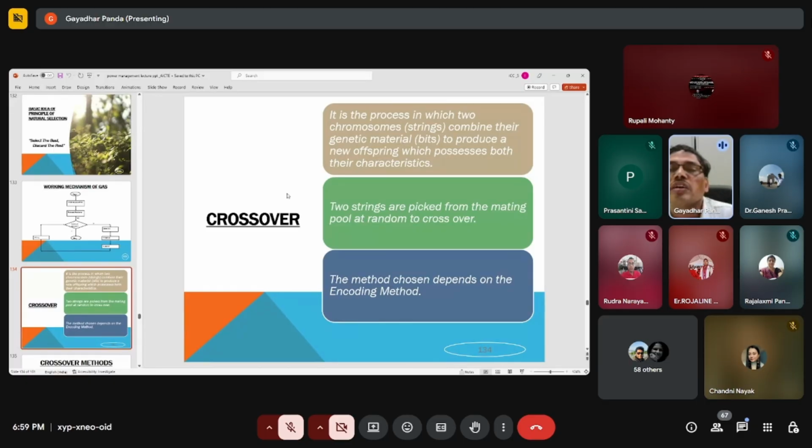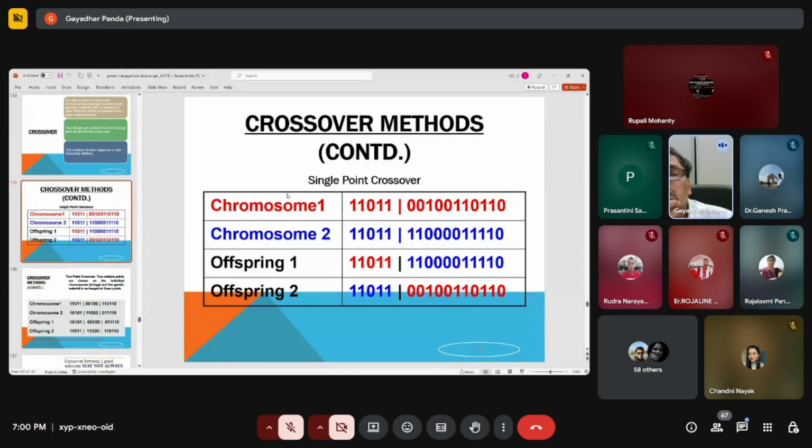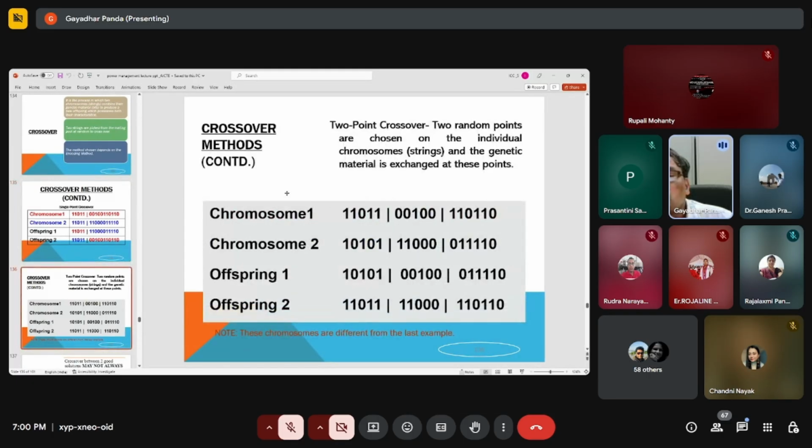And this crossover is nothing but the process in which two chromosomes, these are the things you know very well, because you have to select the chromosomes, and you can go for the single point crossover or 2-point crossover. Then it is a randomly mixed kind of thing. Here you can see that this is a single point crossover, and similarly you can go for the 2-point crossover also.